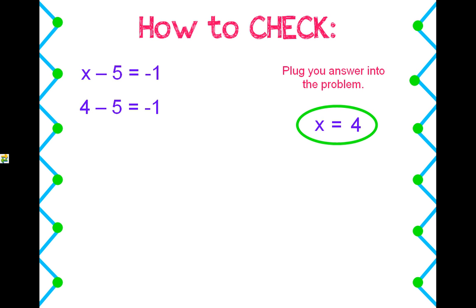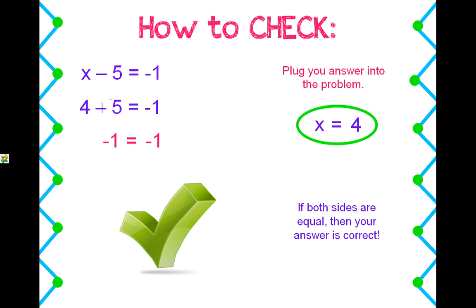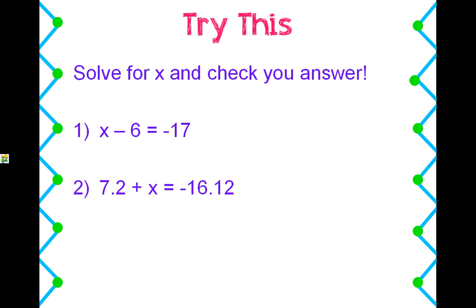Okay, now you're going to solve both sides. So we're going to keep change. 4 plus a negative 5 is going to give you a negative 1. And on the right side, where it's already solved, you have a negative 1. If both sides are equal after you plug in your answer, that means your answer was correct. Woohoo! If we ended up getting two different things on each side, that means our answer was probably wrong and we need to go back and redo the problem. Okay? Try these on your own and check your answer. See what you can do.